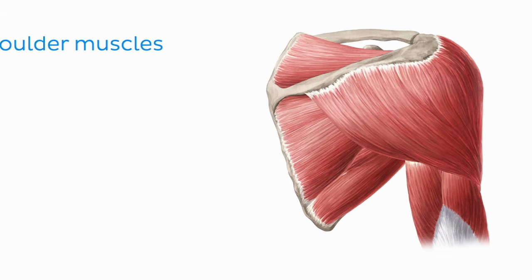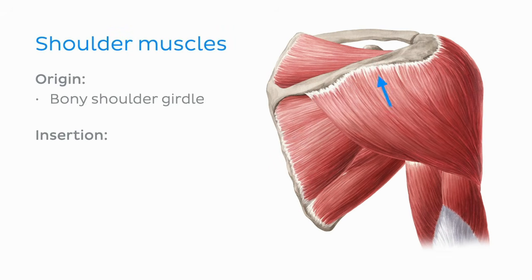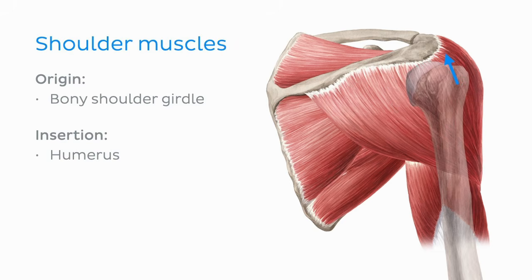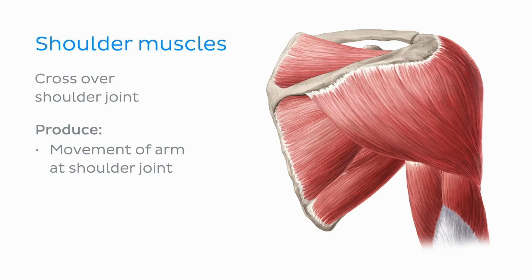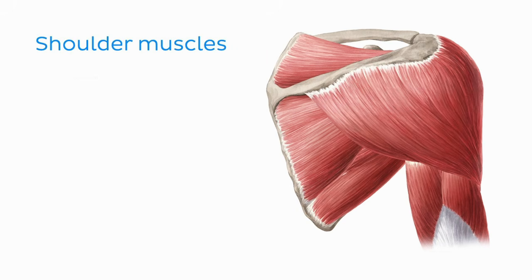We're going to focus on 6 of the main muscles of the shoulder today. Most of these muscles originate at the bony shoulder girdle and attach distally on the humerus. That means most of these muscles cross the shoulder joint. Therefore, when they contract, movement of the arm at the shoulder joint occurs. Muscles of the shoulder can be divided into superficial and deep layers.